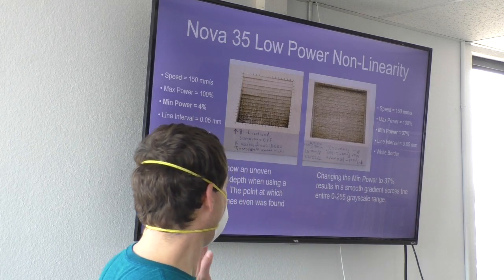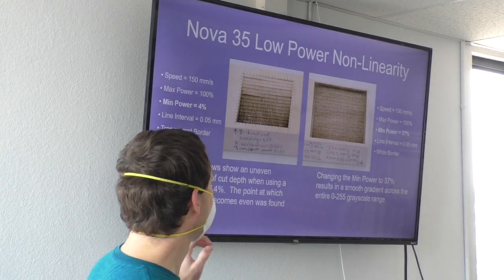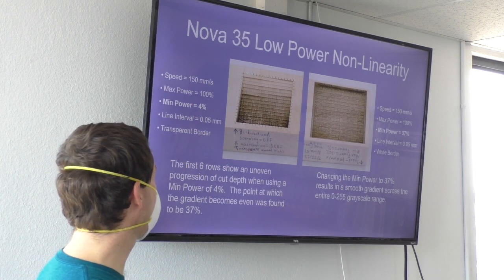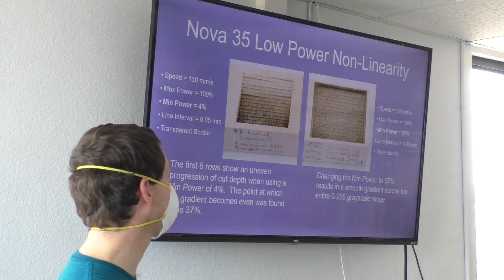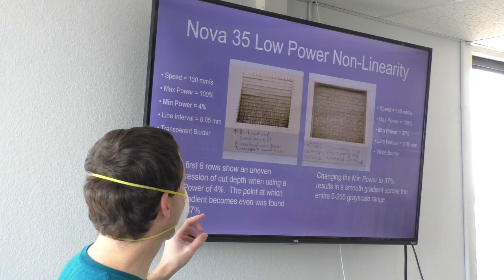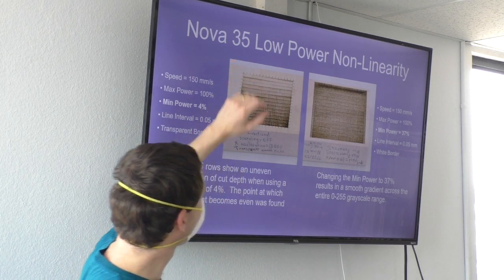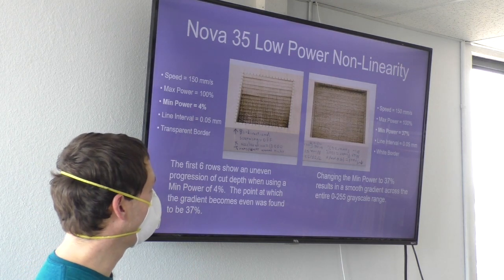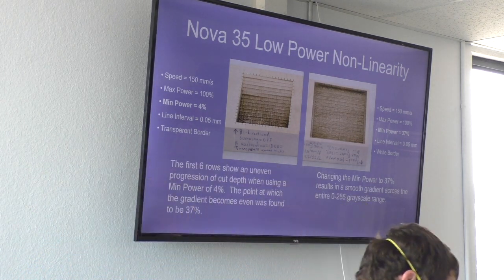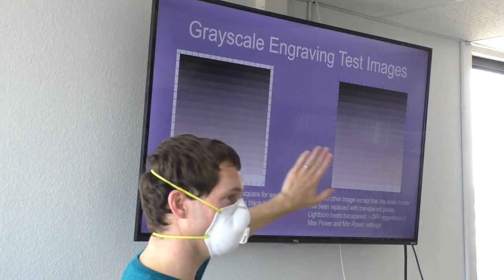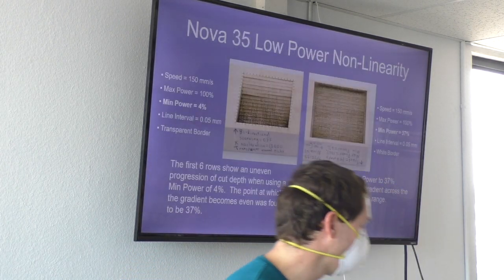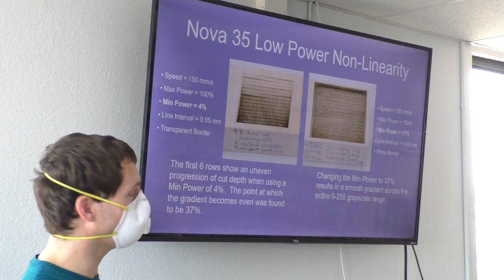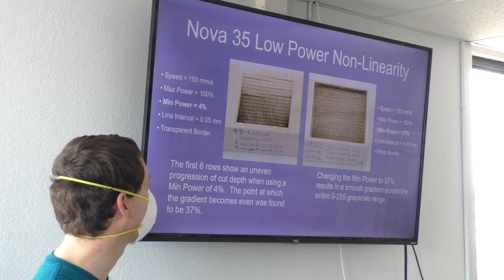So this is the nonlinearity I was talking about. This was using the parameters of 100% to 4% and 0.05 line interval. And this shows that in this section up here, it is not a smooth gradient. Because the test image is very smooth, with all the shades blending nicely, you would expect the output to be nice and smooth. But in fact it is not, and it's got all these weird undulations that happen at different power levels.